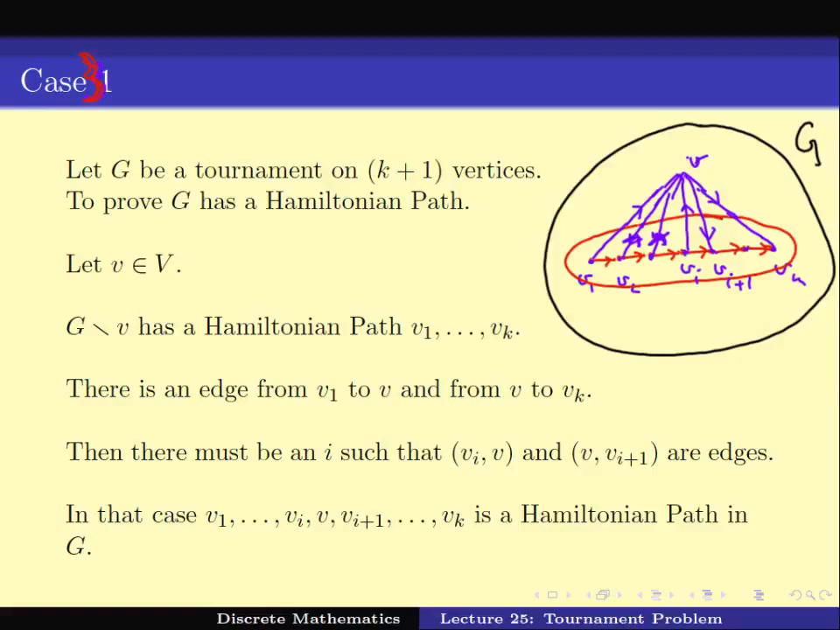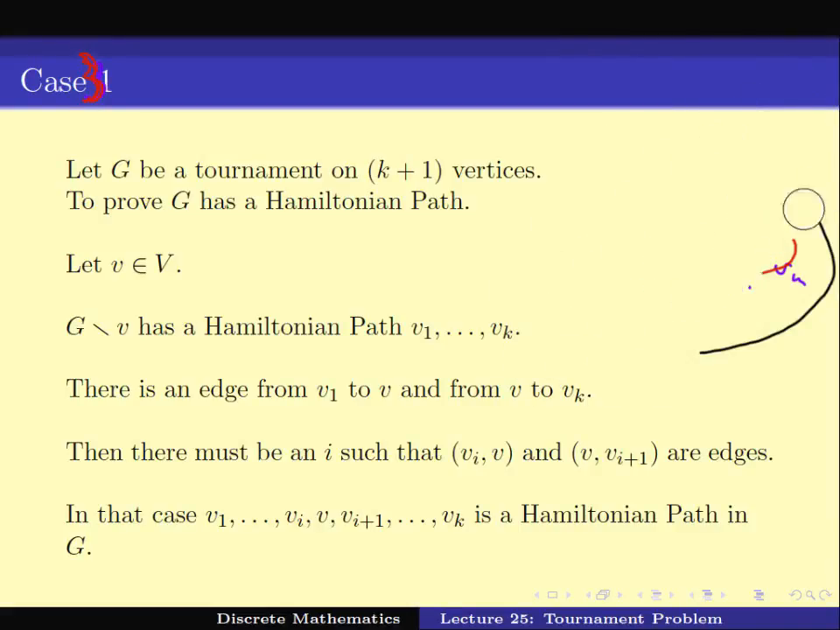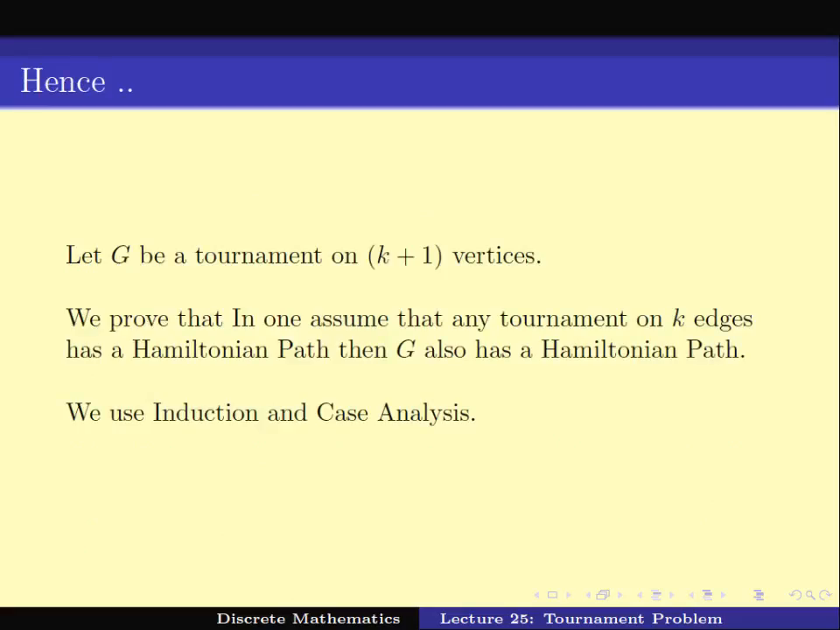So the crucial part here was understanding this statement that there exists an i such that Vi to V and V to Vi plus 1 exist. So we have proved that for all three cases, we can extend the Hamiltonian path on G minus V to a Hamiltonian path of G. And hence, by the induction hypothesis, we have the proof that any tournament has a Hamiltonian path.